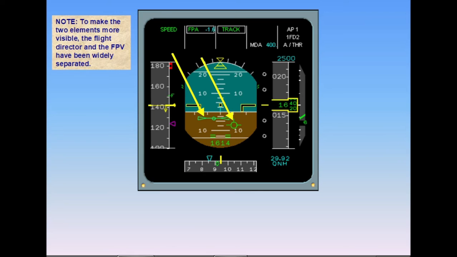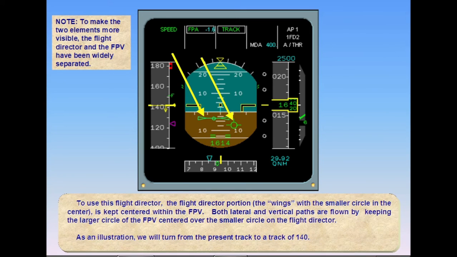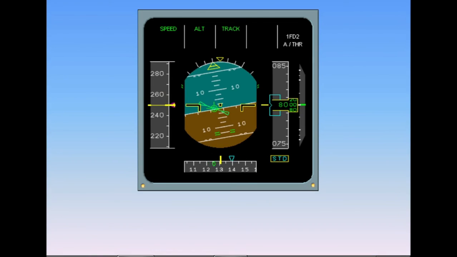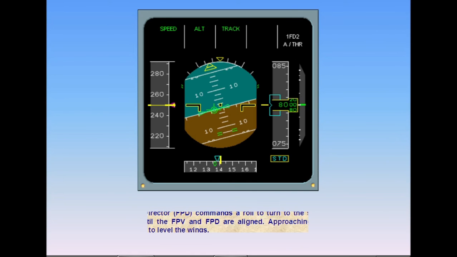As an illustration, we will turn from the present track to a track of 140. The flight path director, FPD, commands a roll to turn to the selected track. The aircraft is rolled until the FPV, flight path vector, and FPD, flight path director, are aligned. Approaching track 140, the flight path director commands a rollout to level the wings.